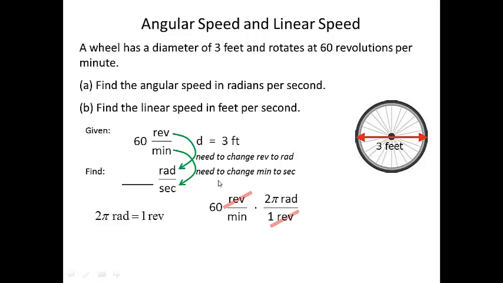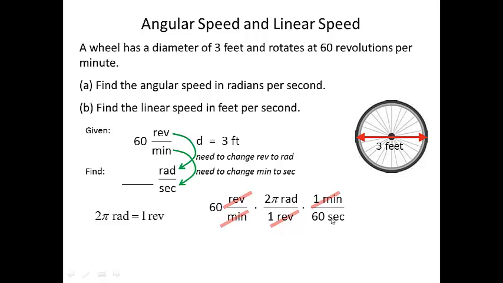And then we can cancel those. That's why we put the radians on the top and the revolutions on the bottom of the fraction. And then we need to convert the minutes to seconds. We know that there are 60 seconds in 1 minute. So we put the minutes on top so we can cancel those.